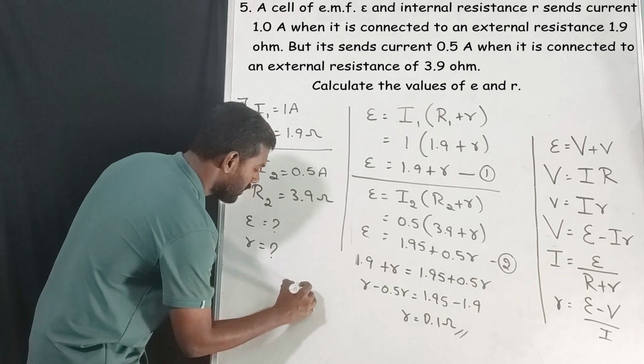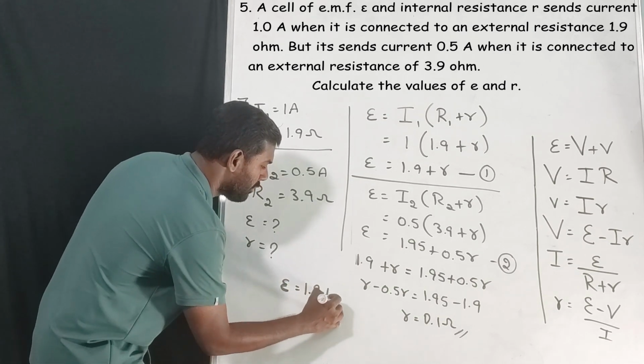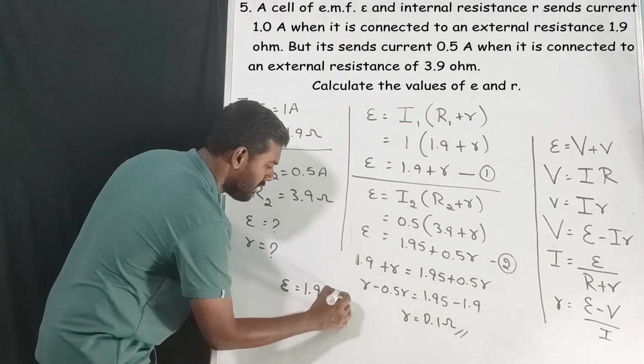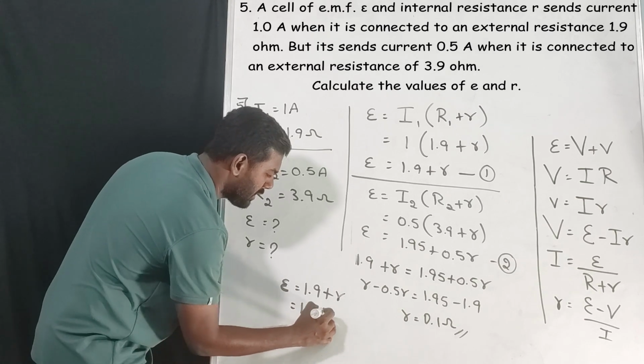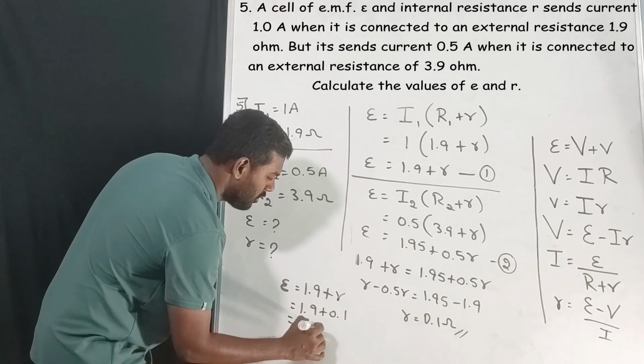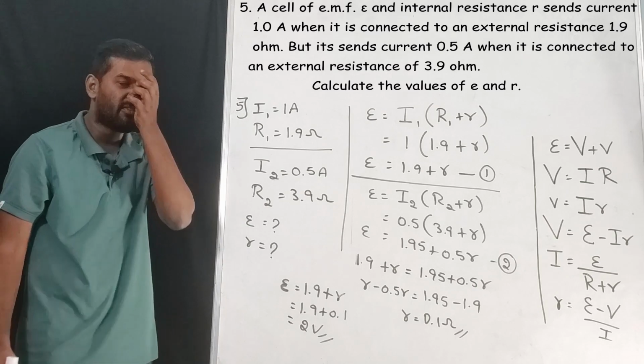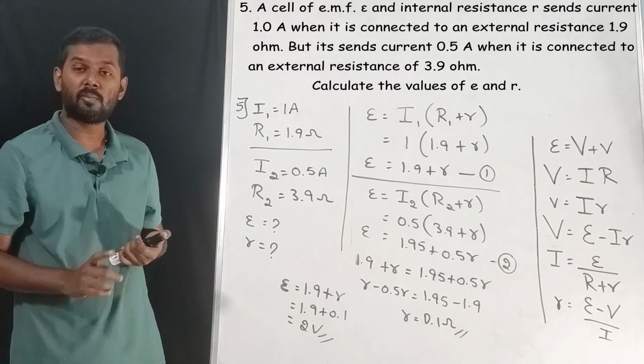Okay, E is equal to 1.9 plus r, right? What is the value of r? That is nothing but 1.9 plus 0.1, that will be equal to 2 volts. That's it. See, few questions will be in the form of equations.